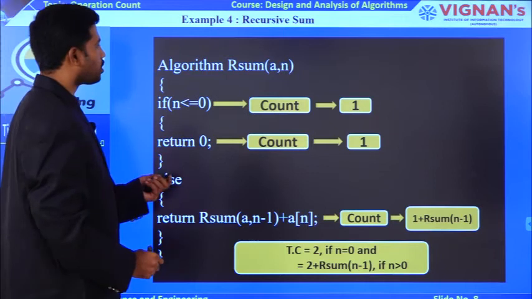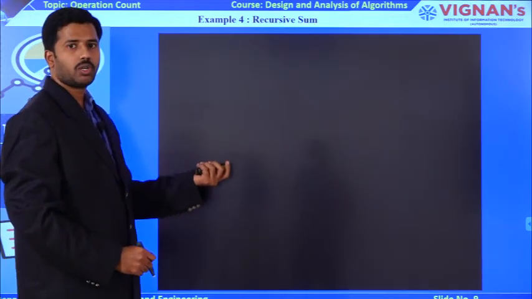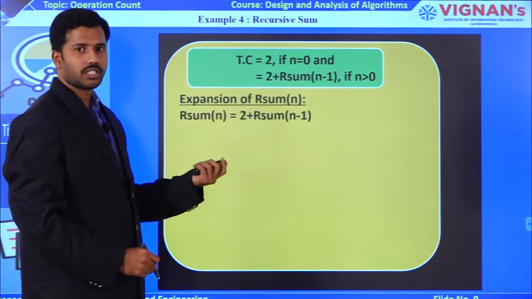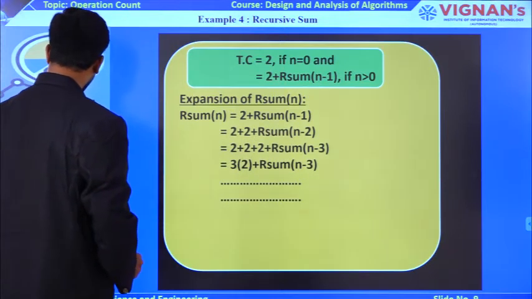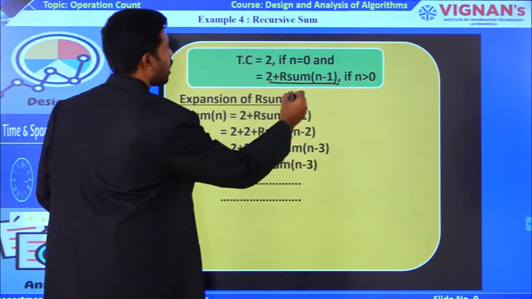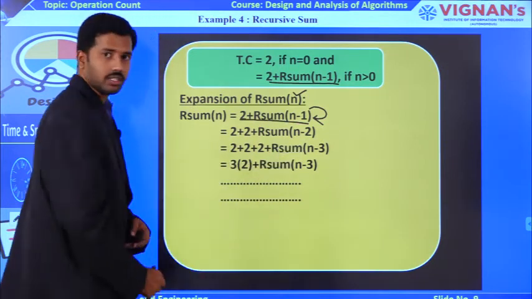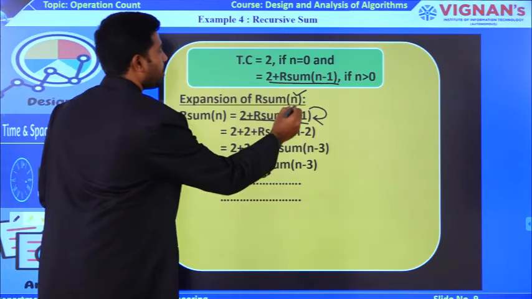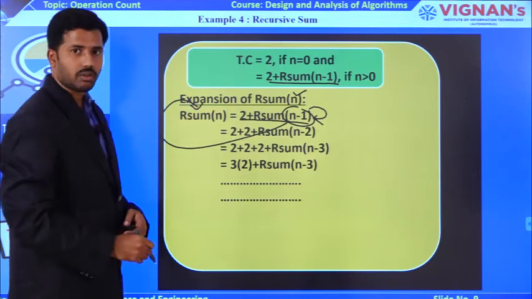Now let's focus on how to get the time complexity for the second case, which is 2 plus recursive sum of n minus 1. You try to expand this equation to get the total time complexity. If you observe this expansion, for the second case the n parameter value will be reduced to n minus 1. So this is going to be the total time complexity. If you observe the RHS part, what is the new problem? n minus 1. Now we try to apply the substitution method to get the value of n minus 1.